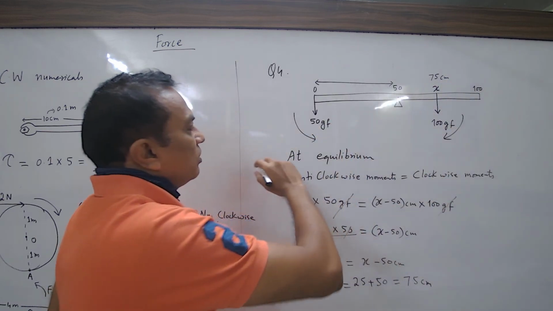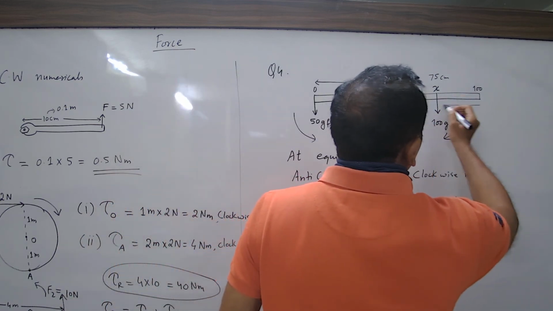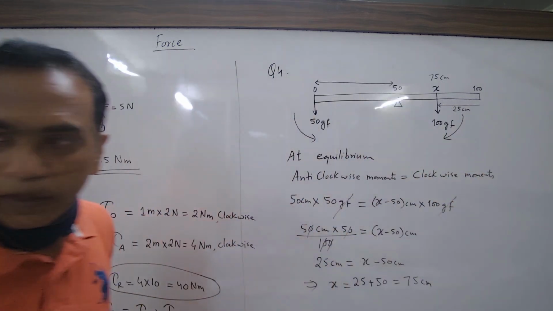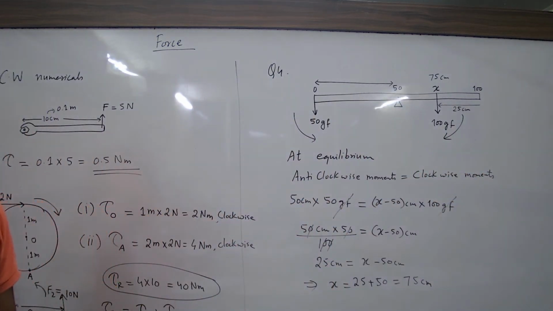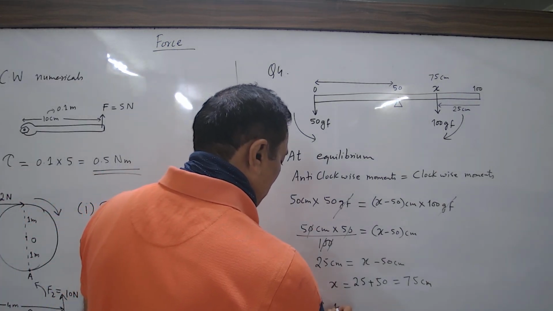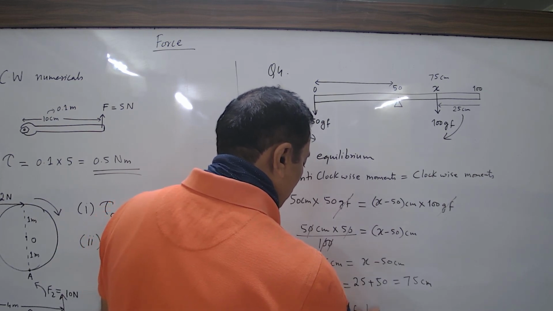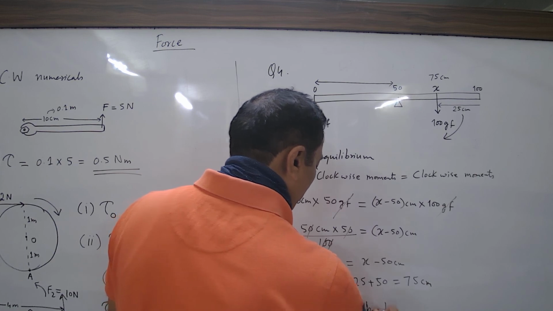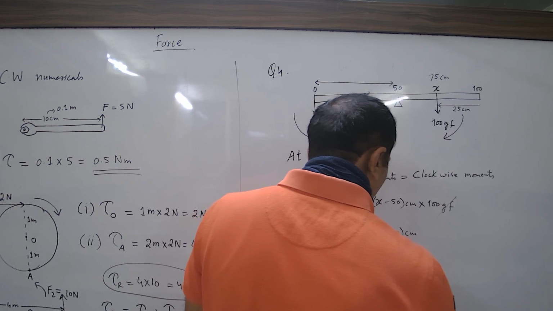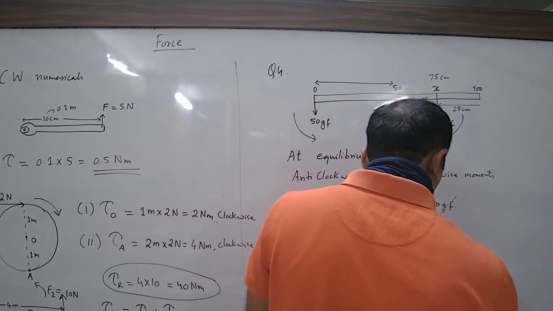So if on one end it is 50, then where is 75? 25 centimeter from the other end. Right? That is, the 100 gram force has to be at 25 centimeter from the other end.